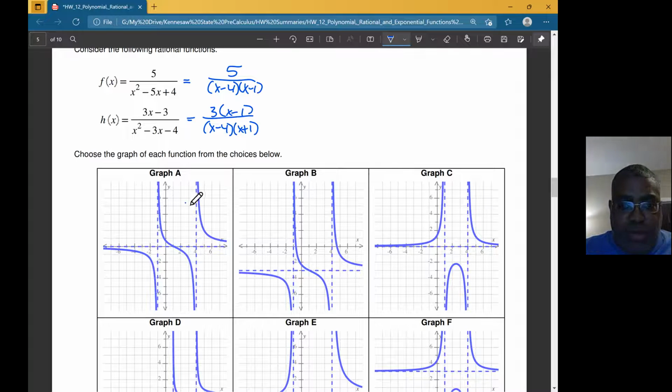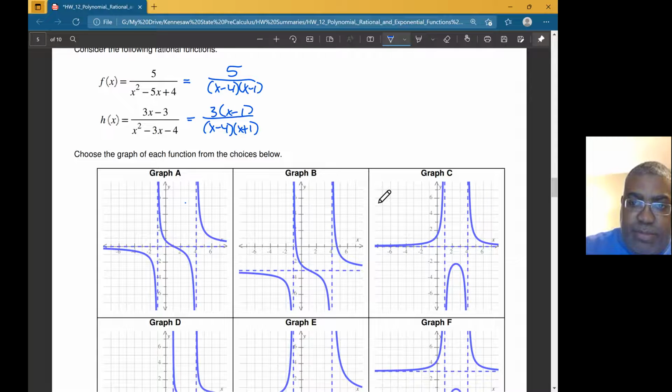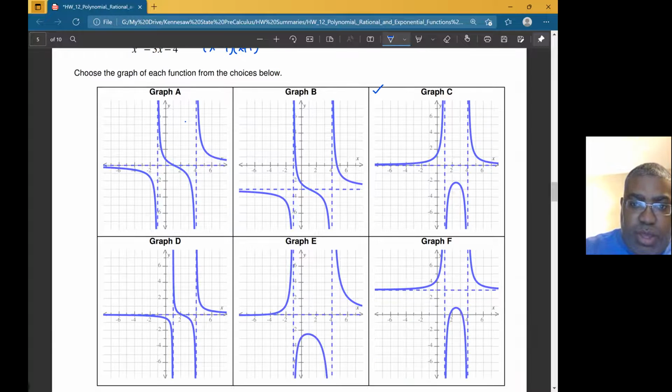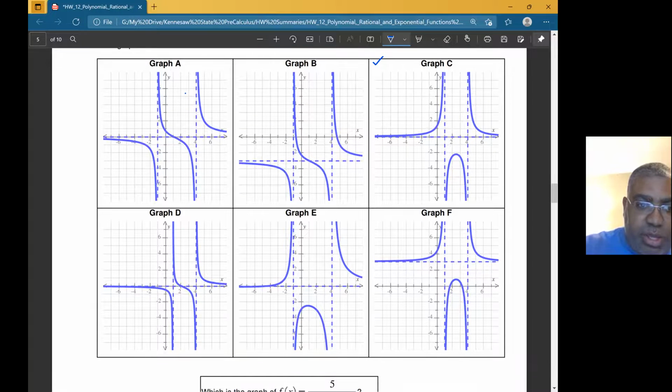So no, yes, that's a possible. 4 and 1, that's a possible. No, that's a possible. Okay.